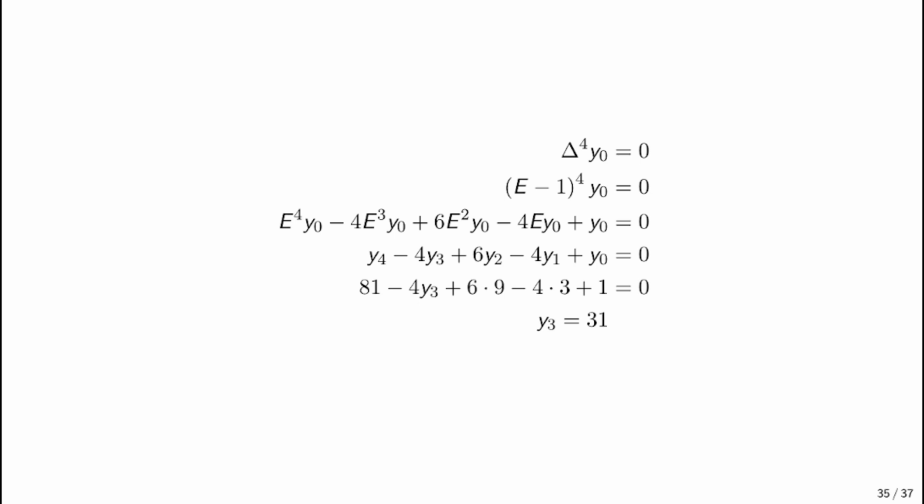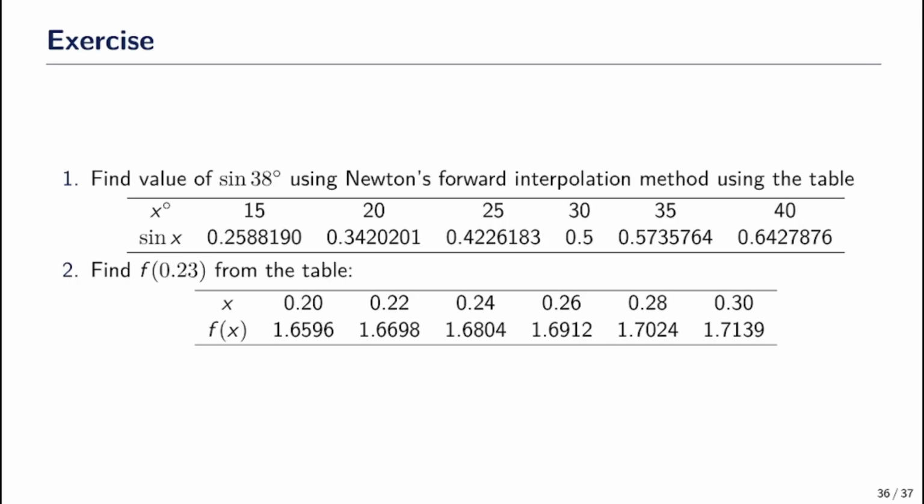Then in this y4, y3, y2, y1, y0, except y3, all the values we have. So let us substitute these values here. So now it becomes an equation with single unknown y3. You can simplify and you can calculate y3 as 31. You can try this exercise yourself.